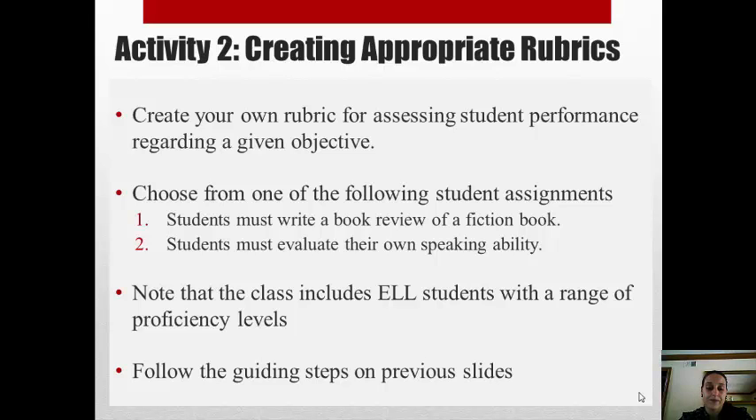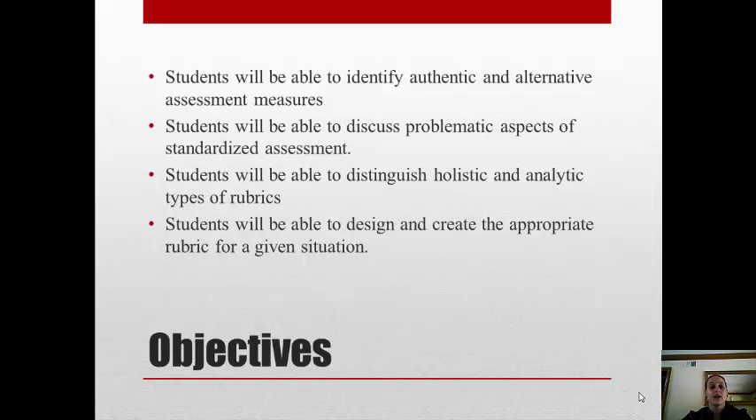Okay. So the objectives this week: students will be able to identify authentic and alternative assessment measures. Students will be able to discuss problematic aspects of standardized assessment. Students will be able to distinguish holistic and analytic types of rubrics. And students will be able to design and create the appropriate rubric for a given situation.